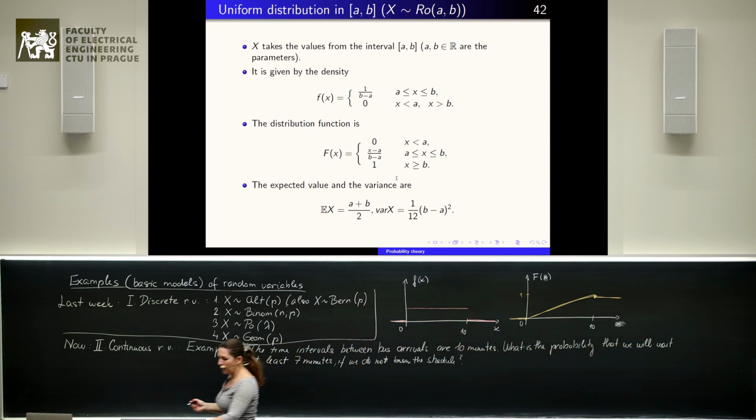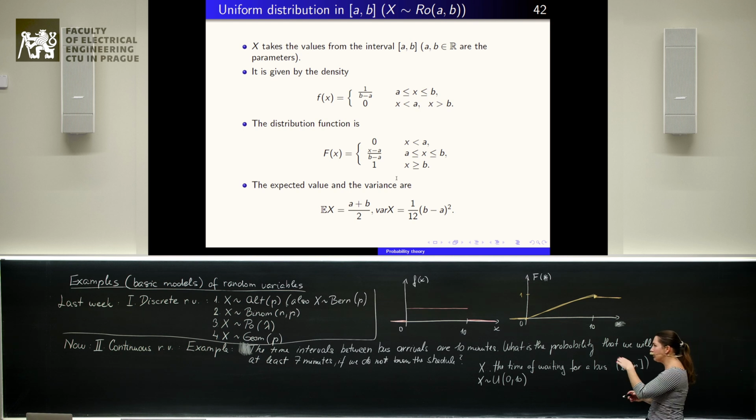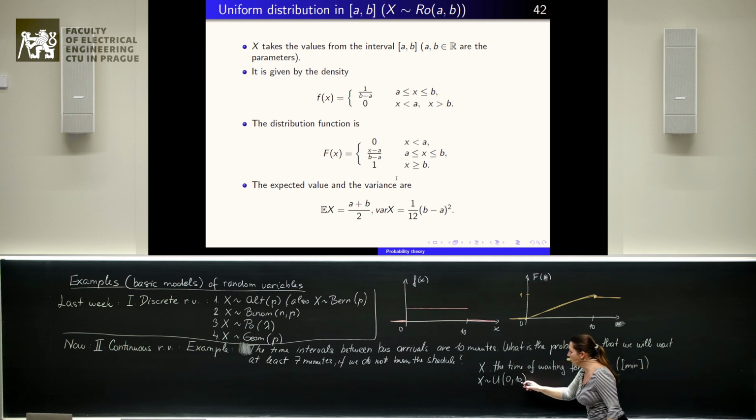And now, what is the name and the general example of such a random variable? So when we consider x to be the random number describing the time of waiting for a bus, in minutes, then we say that x has uniform distribution on the interval from 0 to 10. Yeah? So because the probability is uniformly distributed in the whole interval from 0 to 10, we call this kind of distribution uniform.